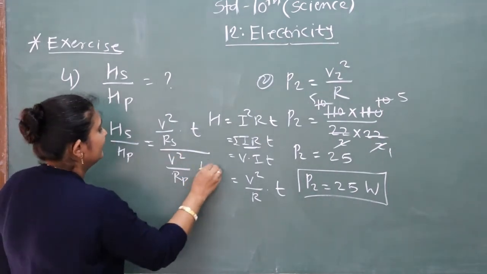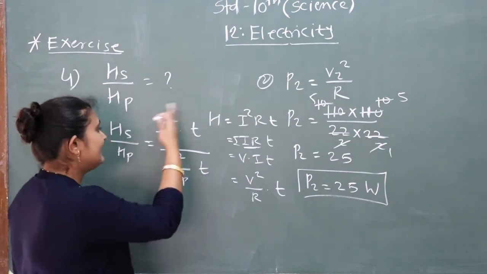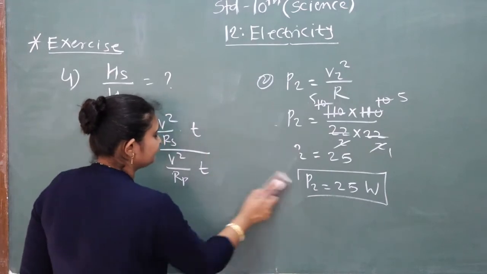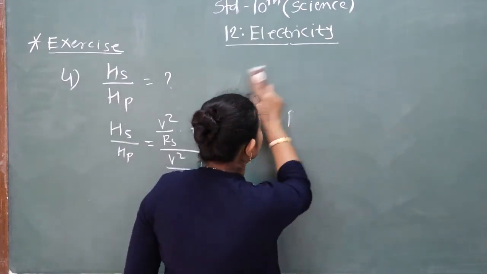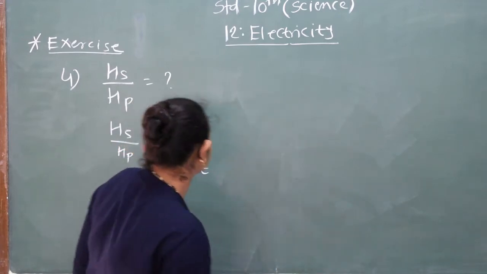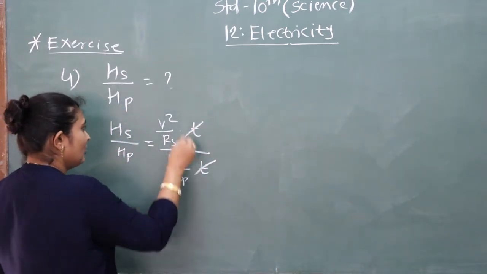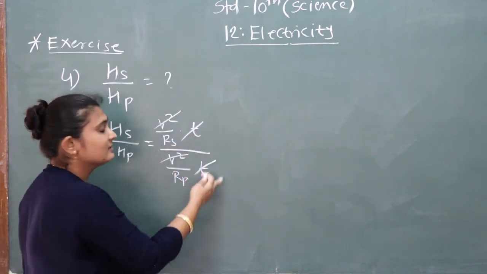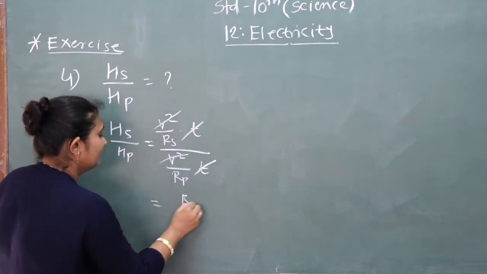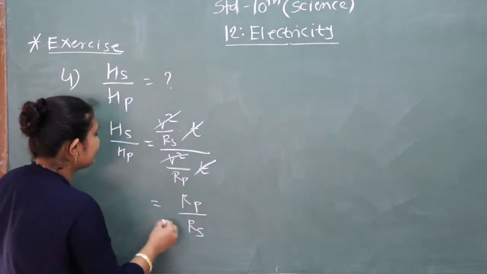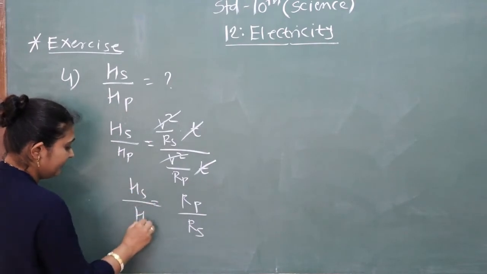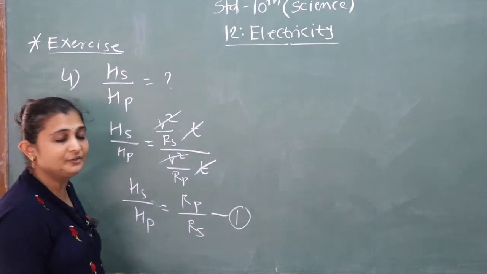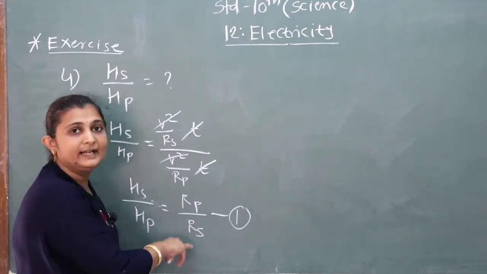For parallel we have to use Rp here. By solving this one, first of all I do rough work. Cancelling all the same terms because the potential difference is the same and T is also the same, we get Hs upon Hp is equal to Rp upon Rs. This is equation number 1. Now we have to find the values of Rp and Rs.